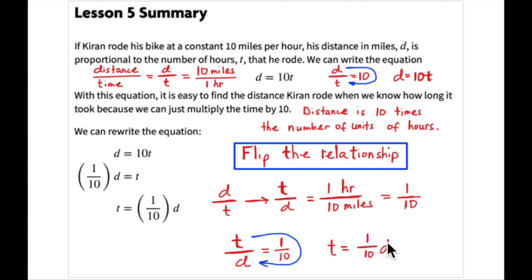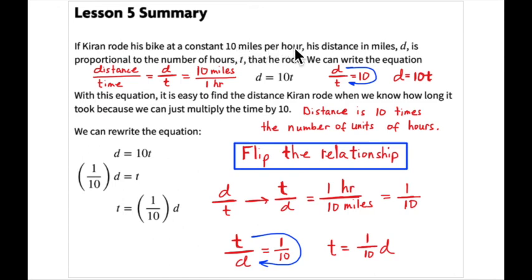The distance is 1 mile, so the time is 1/10 of an hour. Remember that time is in hours for this problem, and distance is in miles. Also notice that the amount of time is a number that's a lot smaller. It's 1/10 the distance. The distance was 10 miles. The amount of time was 1 hour.